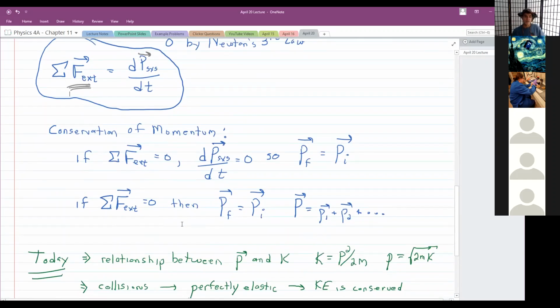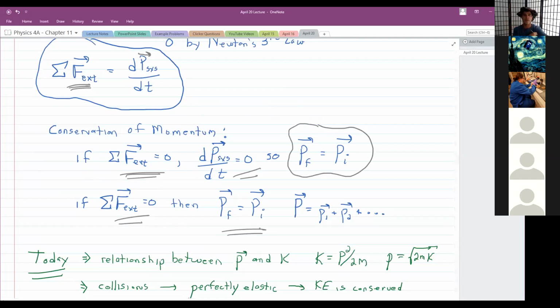So conservation of momentum is really just a consequence of this. And what it says is, if the sum of the external forces is 0 in a system, the change in momentum of the system with respect to time is 0, which means my final momentum equals my initial momentum. So if the sum of the external forces is 0, momentum doesn't change. And keep in mind that momentum is the total momentum of the system, which I have to add all the momentum of all the objects together.